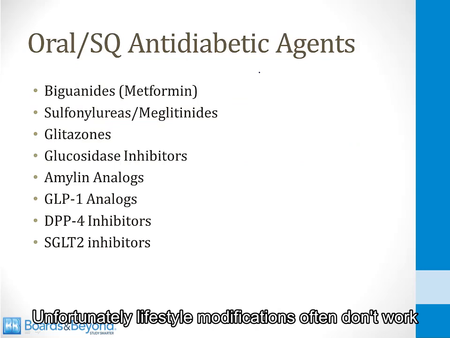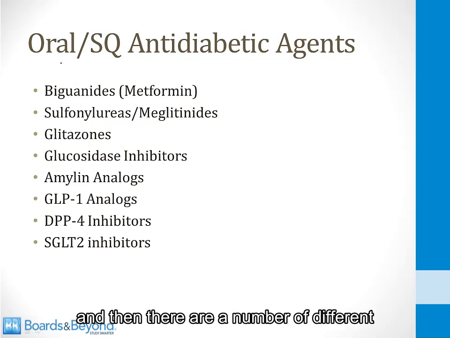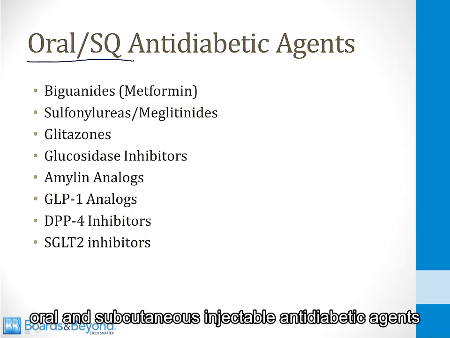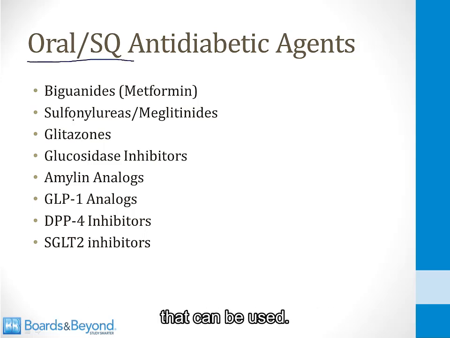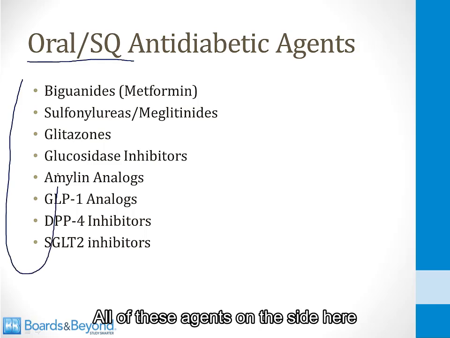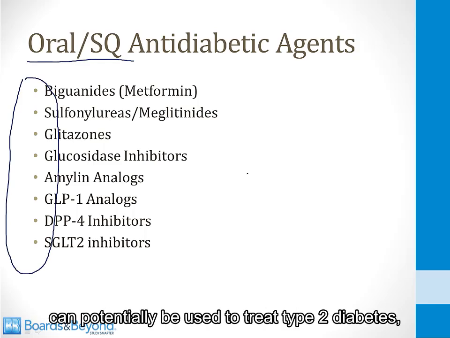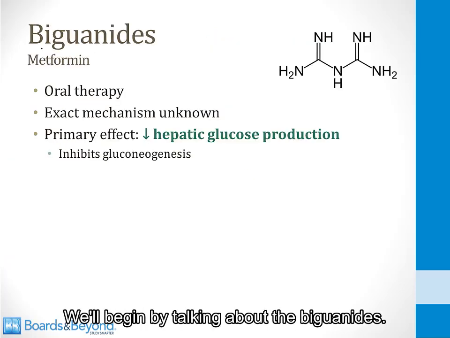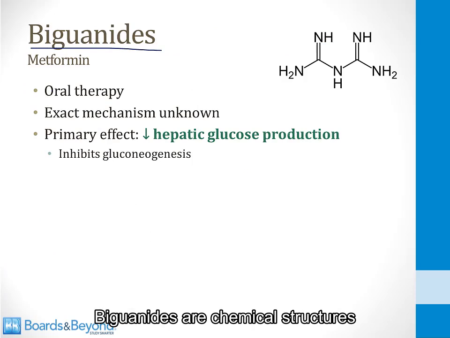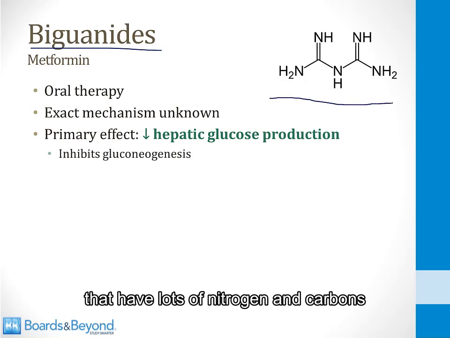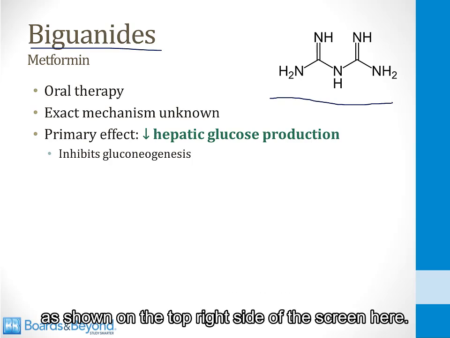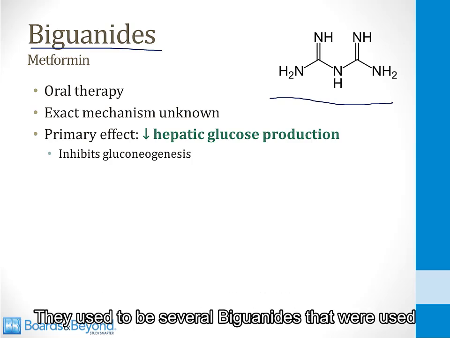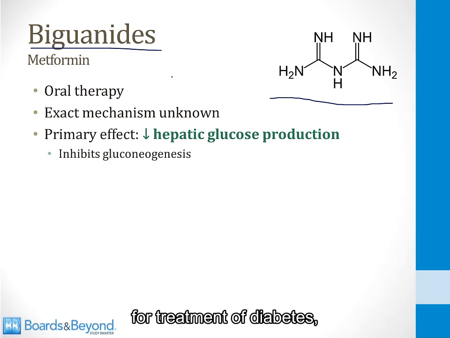Unfortunately, lifestyle modifications often don't work, and then there are a number of different oral and subcutaneous injectable anti-diabetic agents that can be used. All of these agents on the slide here can potentially be used to treat type 2 diabetes, and we're going to talk in this module about how each one of them work. We'll begin by talking about the biguanides. Biguanides are chemical structures that have lots of nitrogens and carbons, as shown on the top right side of the screen here. There used to be several biguanides that were used for treatment of diabetes, but now the only one that's used clinically is called metformin.